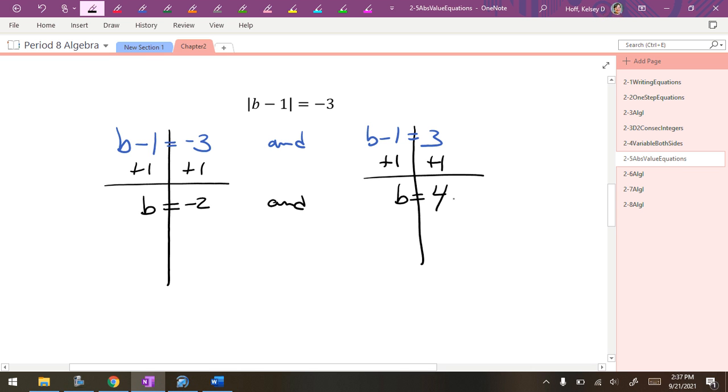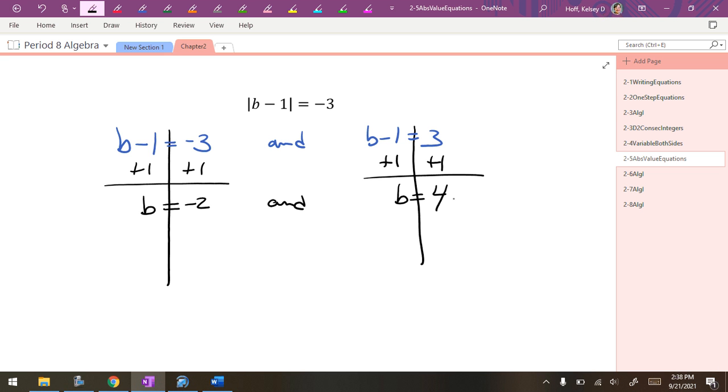Okay, listen. We plug in -2. -2 minus 1 is -3, and the absolute value of -3 is 3. So what did we do wrong? How did we screw this up? It's not working when we plug it back in. The numbers inside the lines have to be positive. So in the absolute value lines, they have to be positive. What does that mean?